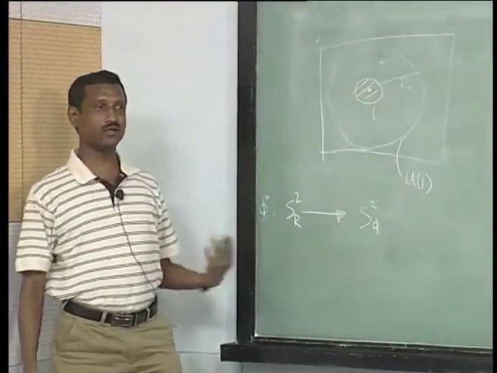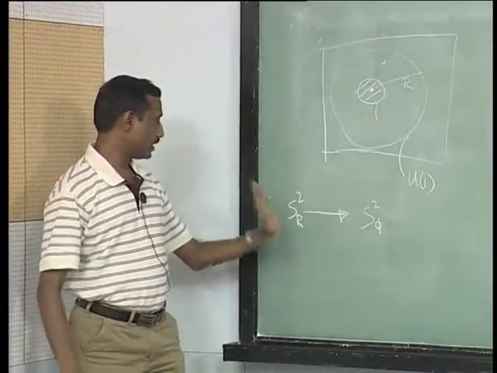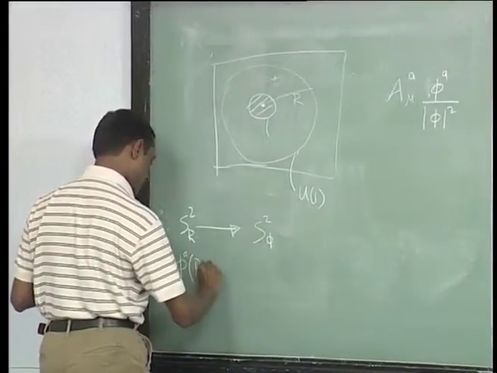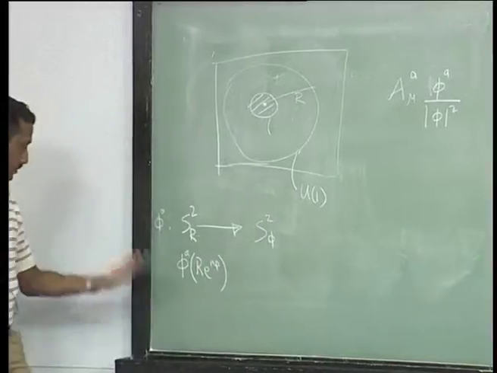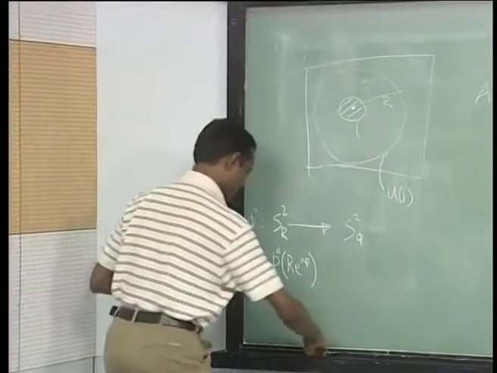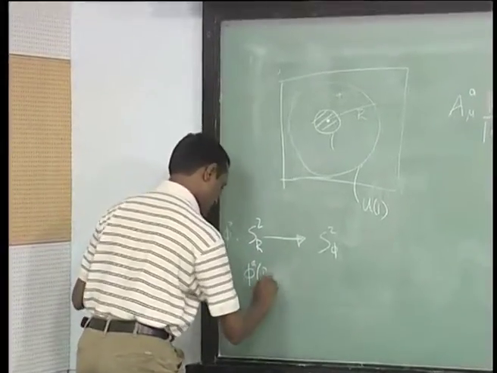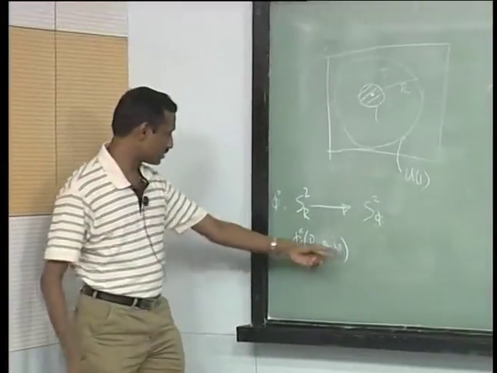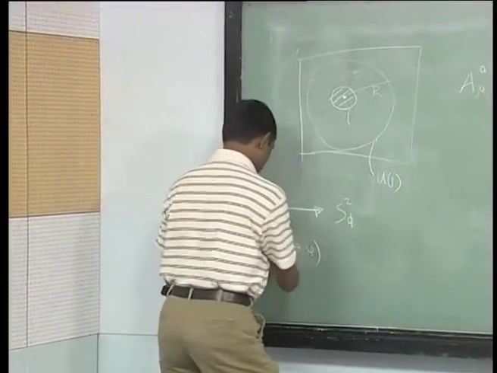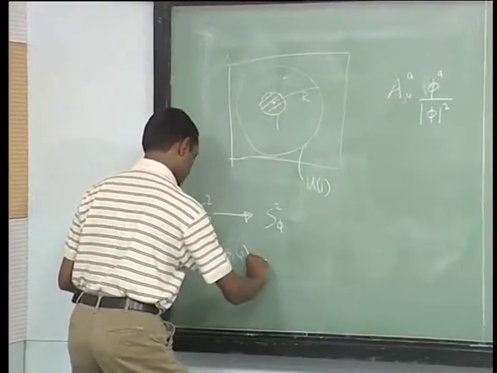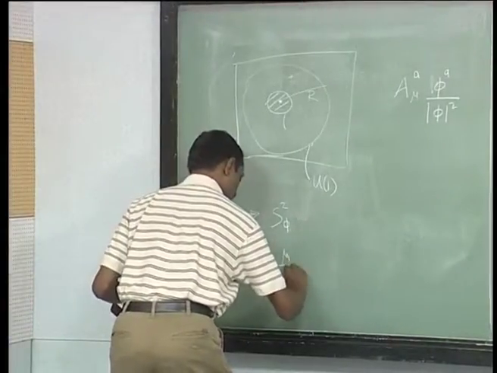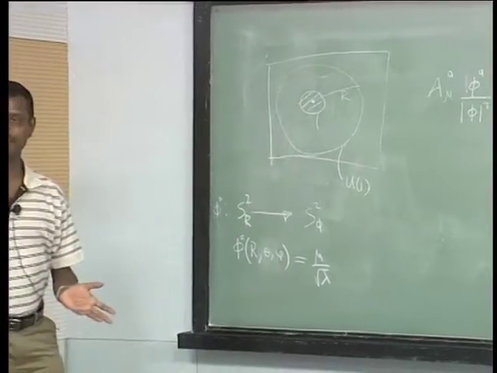What you are interested in are smooth maps which go from S2. So, what I have in mind is you just say phi a of r, theta and phi. Theta and phi are the points on the sphere. So, this should be equal to, what is the value? It should be mu by root lambda times some other sphere.